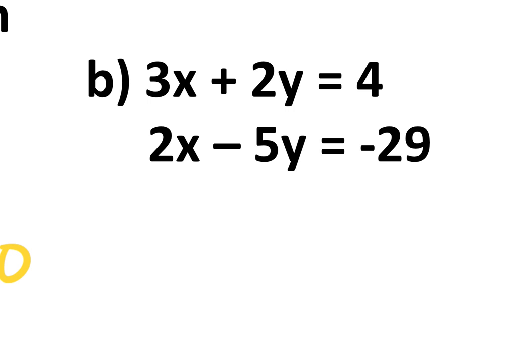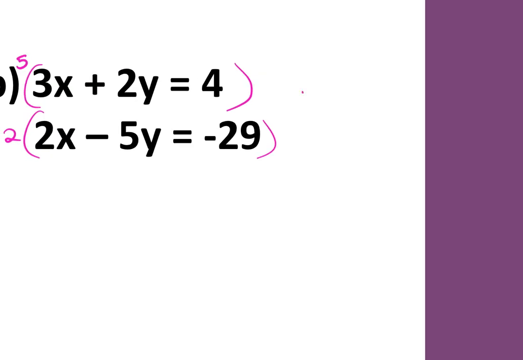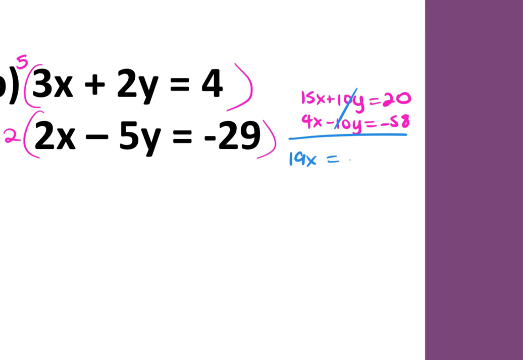So I would go to the y's. I need these to both end the same. So I can do a multiple of each being 10. Multiply this by 5 and multiply this by 2. So I get 15x plus 10y equals 20. And I get 4x minus 10y equals negative 58. Now my y's are going to cancel. So I get 19x, these cancel, equals negative 38. Divide by 19. And x is negative 2.